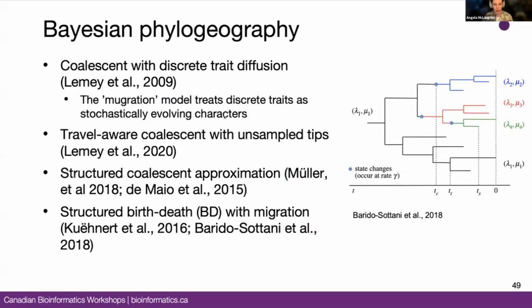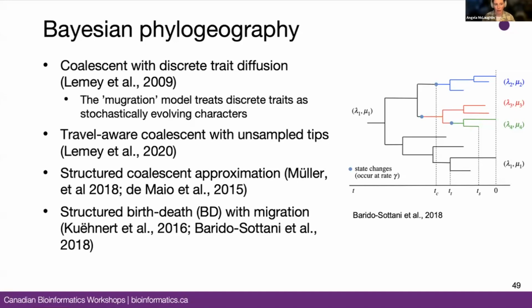I wanted to include quickly the different Bayesian phylogeographic methods that are available. A commonly applied one, even though it's from 2009, is the coalescent with discrete trait diffusion. So it's basically a Brownian diffusion process, and we're treating discrete traits as stochastically evolving characters, as we just described. Sometimes you'll hear this referred to as the mugration model, and that also is the case in the maximum likelihood case.